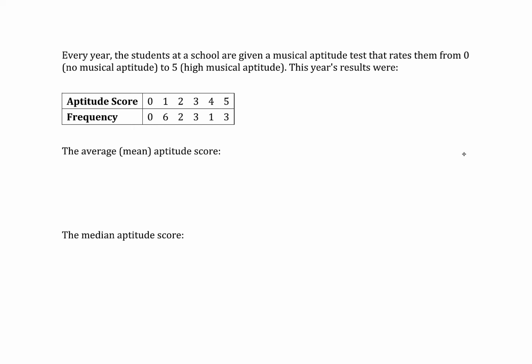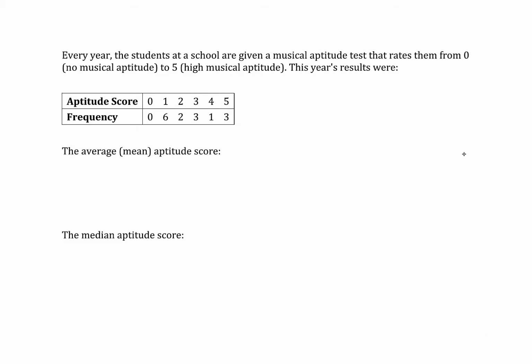Every year the students at a school are given a musical aptitude test that rates them from 0, no musical aptitude, to 5, high musical aptitude. This year's results were, so here are our different aptitude scores, 0, 1, 2, 3, 4, and 5, and this is the number of students who had that aptitude. So, the mean aptitude score.